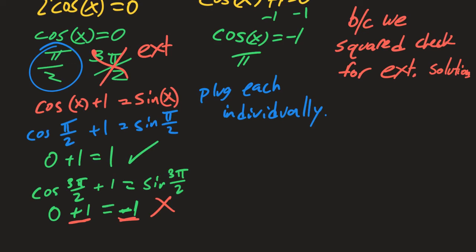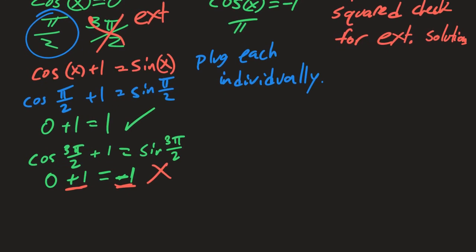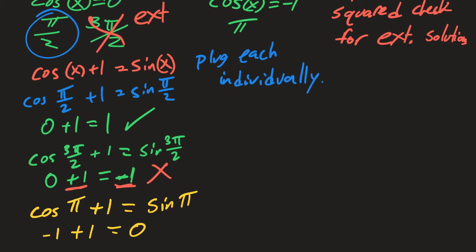Okay, let's just check that last one. Same equation, and this time we're going to test pi. So we've got cosine of pi plus 1 equals sine of pi. So cosine of pi is going to be negative 1. We're going to add 1 to that, and we should get 0, which is sine of pi. And we can say, yeah, that's true as well. So my only answer that didn't work out was 3 pi over 2. Pi and pi over 2 both worked out as my solutions.